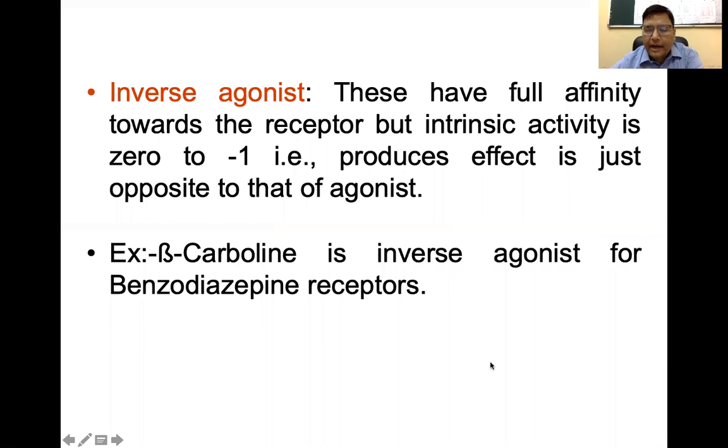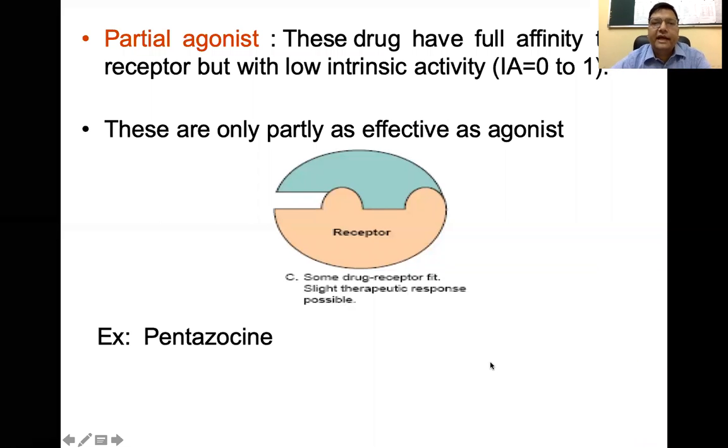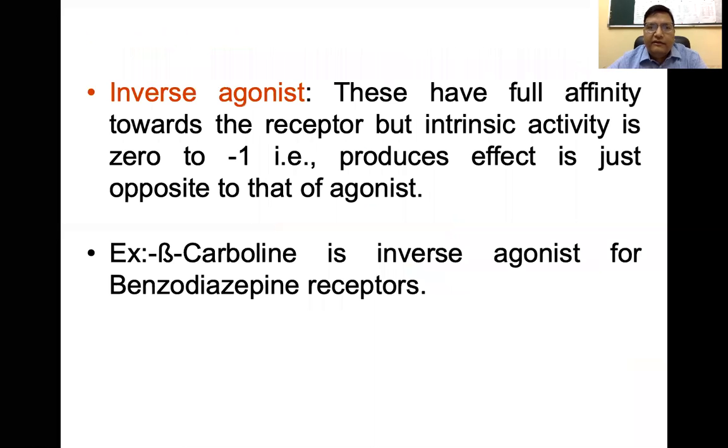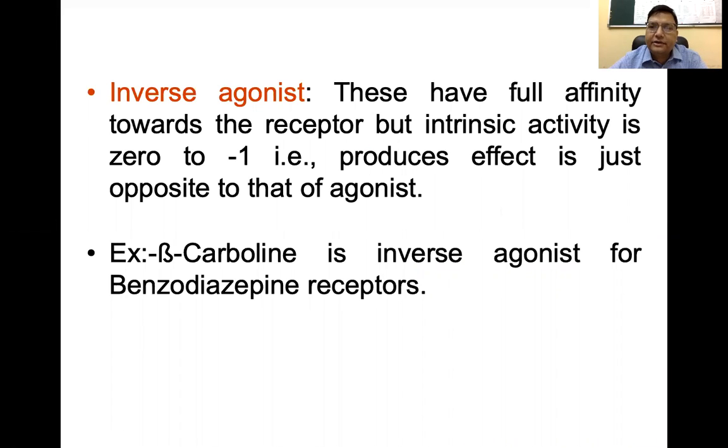So I was talking about the partial agonists. Partial agonists have full affinity, but intrinsic activity is between 0 and 1. If we see the inverse agonist, they have full affinity, but their intrinsic activity is in the negative direction. That means 0 to -1. That means they are going to produce effect just in the opposite direction to the agonist.